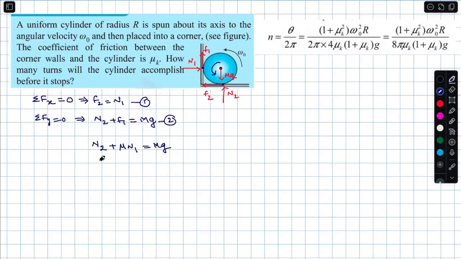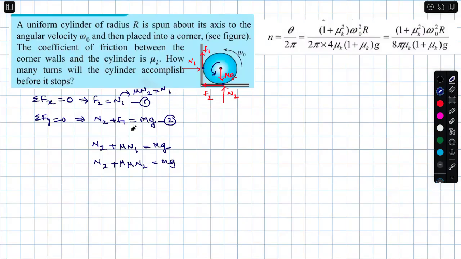Any doubt? But N2 plus mu N1. What is N1? N1 is F2, right? F2 is nothing but mu N2. So N2 plus mu squared N2 is equal to mg. See, remember, mu N2 is N1. That's what I've written here, sigma Fx is 0.